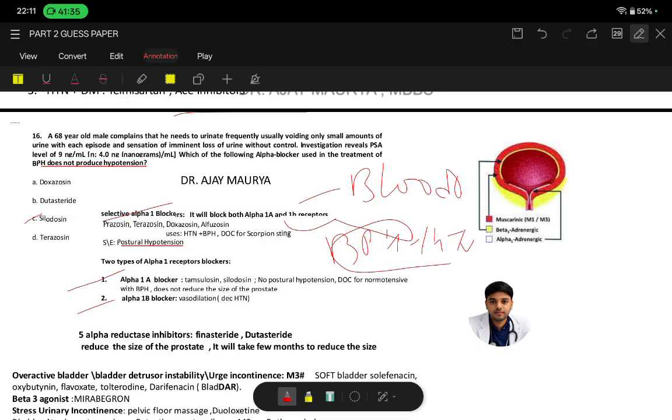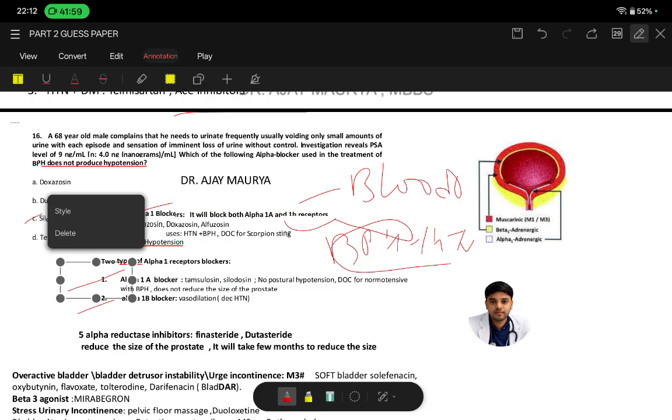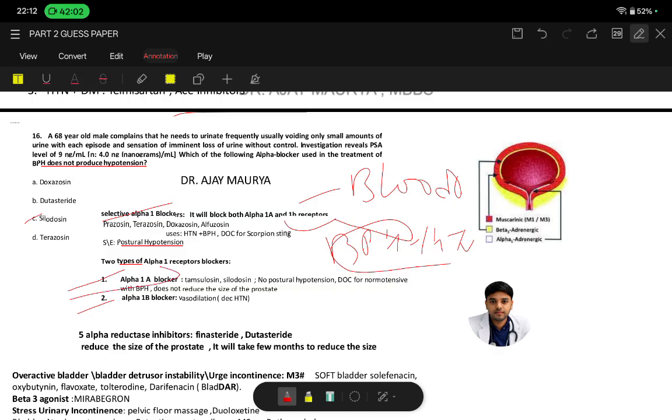Got it? So in two types of alpha 1 blockers we are having, I said that. If you give the non-selective alpha 1 blocker, it will block both 1A and 1B, so that's why it causes the hypotension. That's why you have to give the selective alpha 1A blocker. If you give the alpha 1A blocker, it will block only alpha 1A, so it will not cause the postural hypotension.